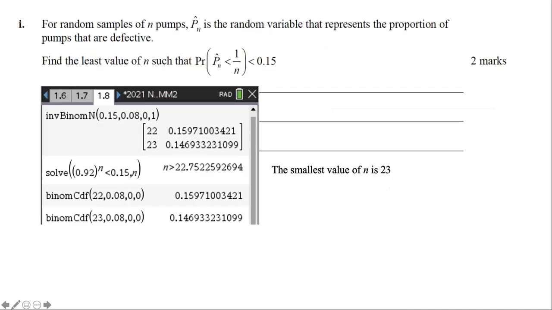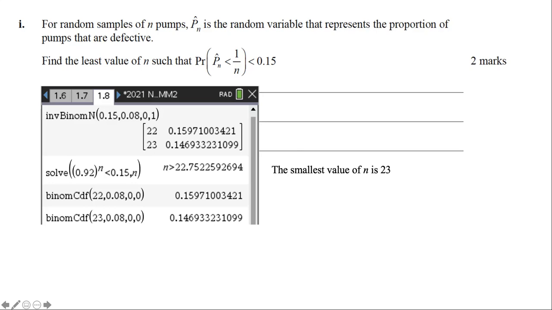Lastly, for random samples of n pumps, p hat n is the random variable that represents the proportion of pumps that are defective. Find the least value of n such that the probability p hat n less than 1 over n is less than 0.15. So here I adapted an approach not very familiar to many students. It is called inverse binomial, looking for the unknown sample size n.